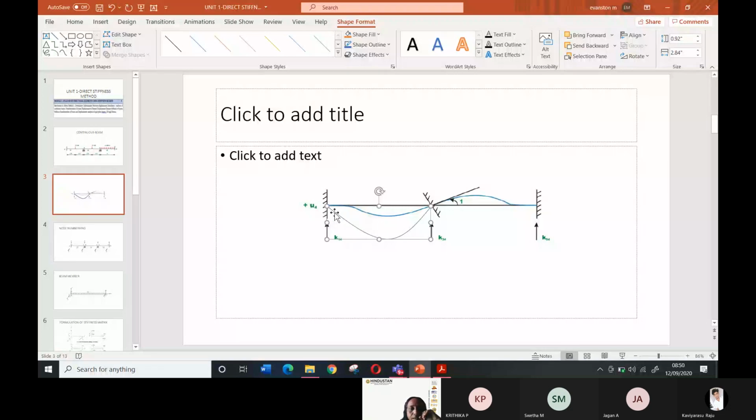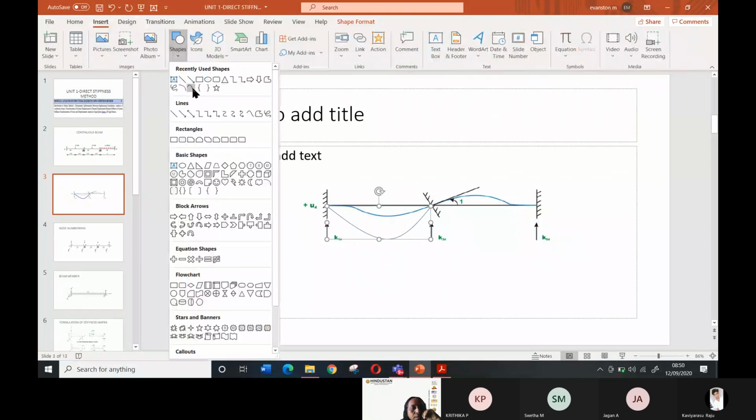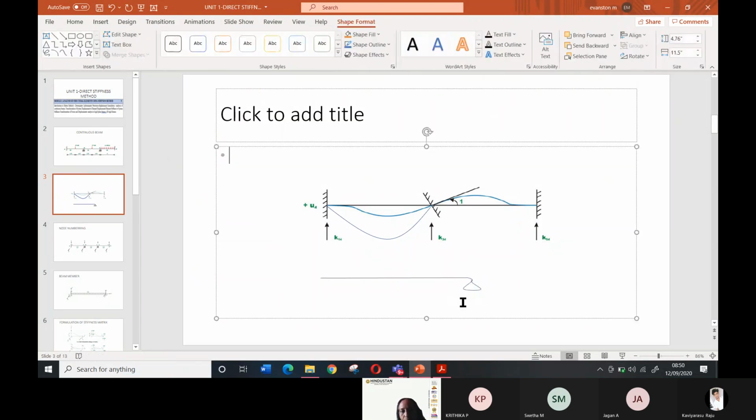If you take this as a simply supported, or should I draw and show again? That is insert shapes, because you have to be thorough with this. This is a beam. This is a simply supported beam. The other end also will have a simply supported like that. So this particular beam, what will happen? What will happen to this beam?